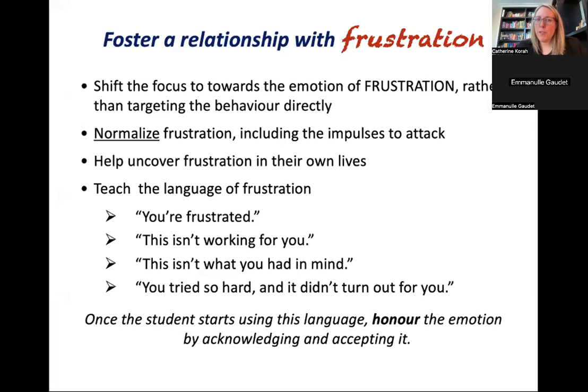Fostering that relationship with frustration, normalizing it for them, that we all have frustration, and that we can see that the situation is not working for you, that's not what you had in mind, and so forth, and having that ongoing dialogue with the student. So we're moving away from trying to cut it out to having more of a coming alongside and coaching them through it and helping them unfold and grow from that.